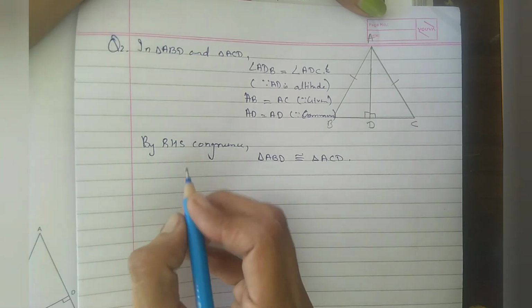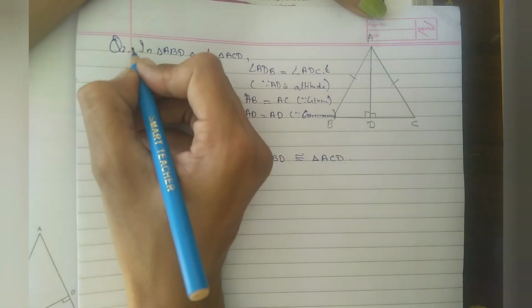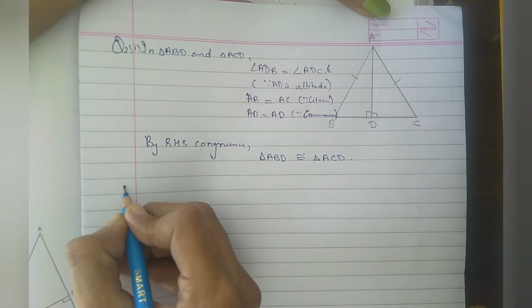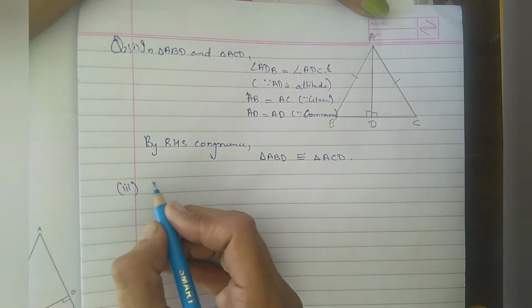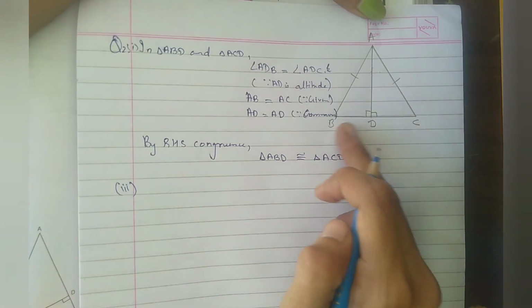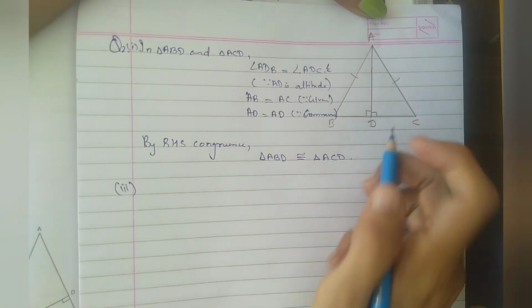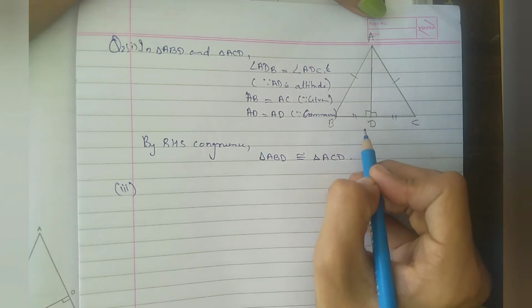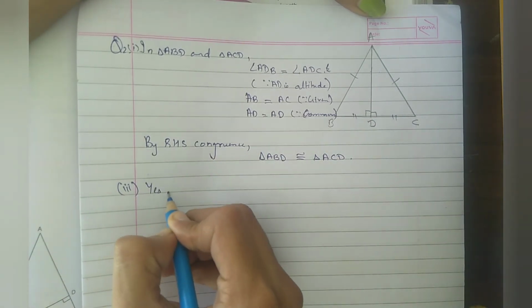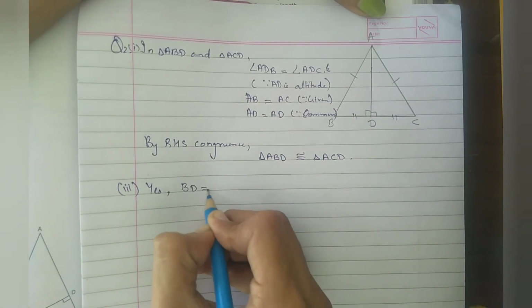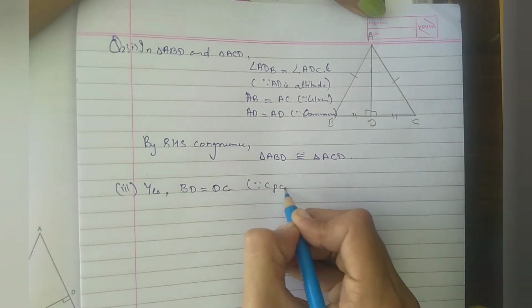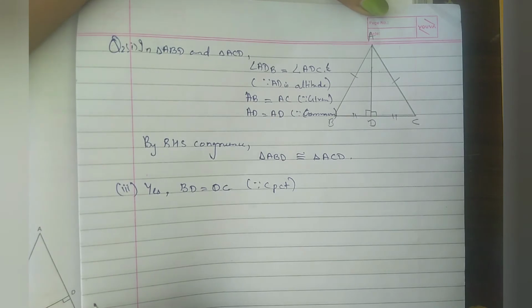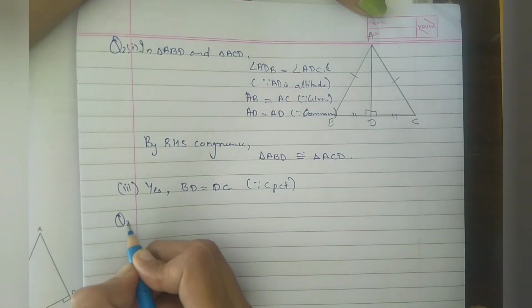Now that is the first one. Now the third one we are doing. The question is: is it true to say that BD is equal to CD? These two are equal. Yes, BD is equal to DC by CPCT.